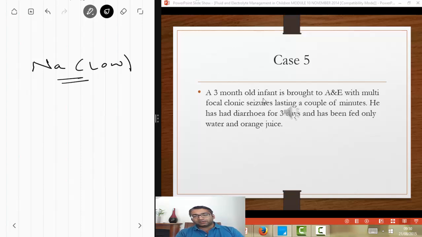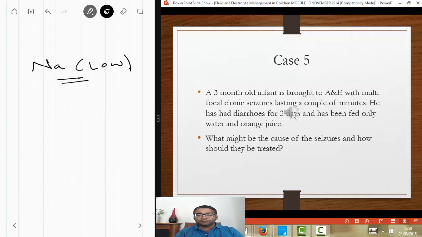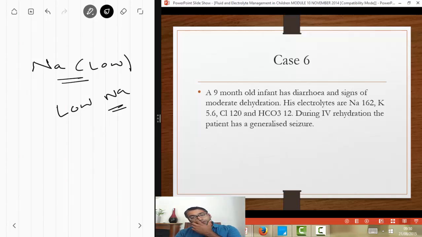So I would definitely check, do a quick blood gas, which can usually give you sodium and potassium in most places. So what might be the cause of seizure and how should they be treated? Now, when you have low sodium, it depends on what the reason for low sodium is. For example, in this case, it's very clear. The child's just been given water. In some other cases, it could be due to SIADH, in which case the treatment would be restricting fluid. In this case, you have to rehydrate with saline or half saline at least to bring the sodium back up. So let's look at another situation here.